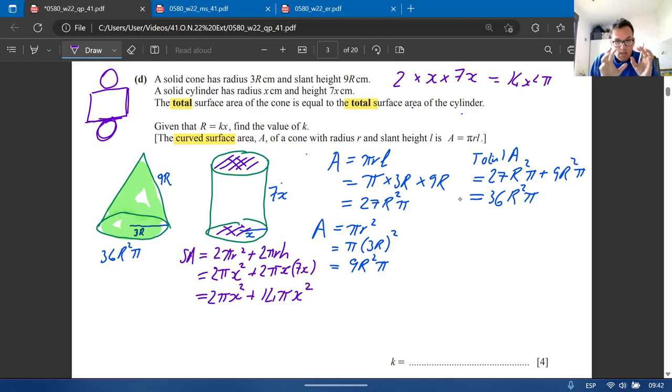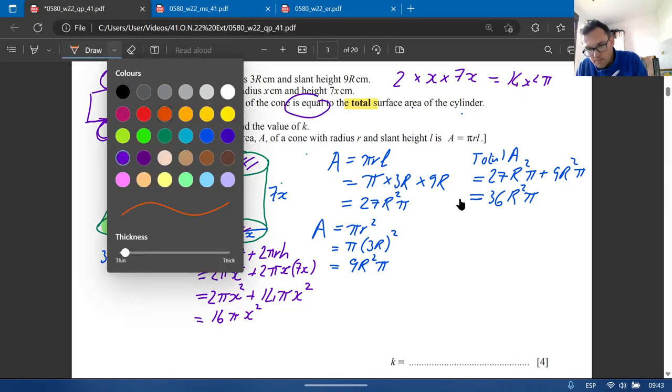Now again, just like before, these are like terms, pi x squared, that will give us 16 pi x squared, not x to the power of x squared. Okay, progress is being made. So that is the surface area of the cylinder in terms of x. Okay, so they are equal. These two are equal, so now we can put them equal to each other.